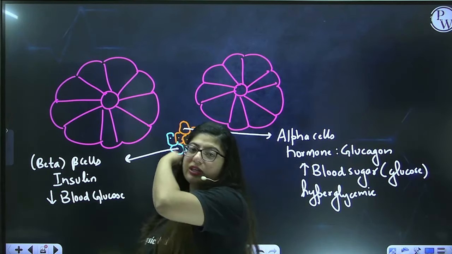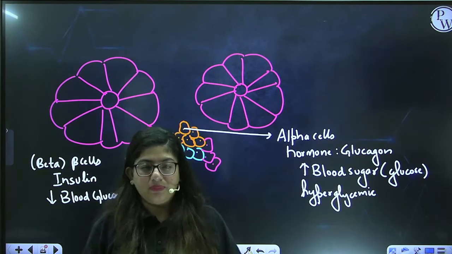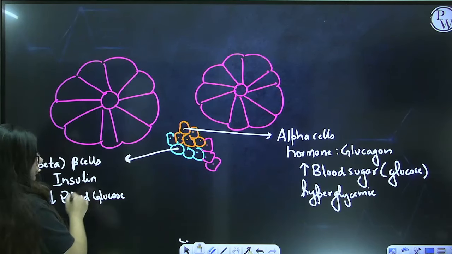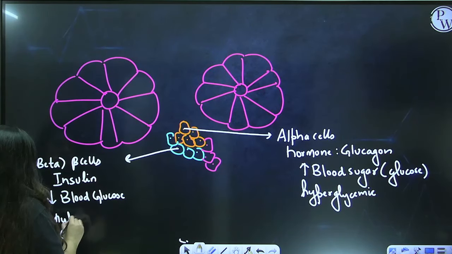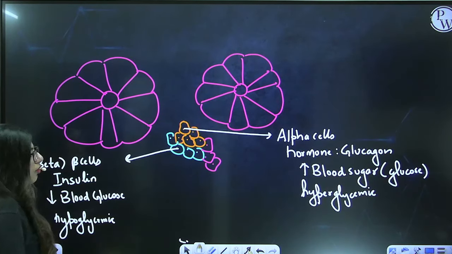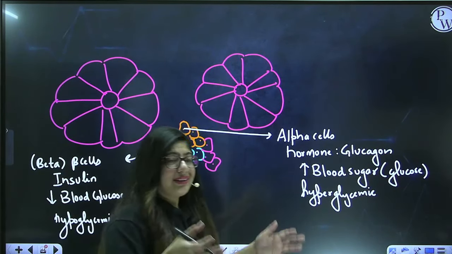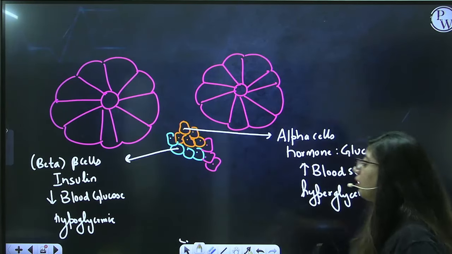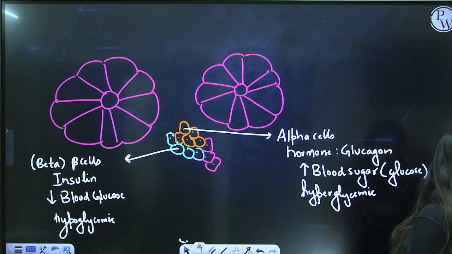Because that's the only sugar that gets metabolized in your body, right? Glycolysis. Now, this one is hypoglycemic. Now, how do they function? How are they hyperglycemic? How are they increasing or decreasing the blood sugar? Let's do that in the difference form.